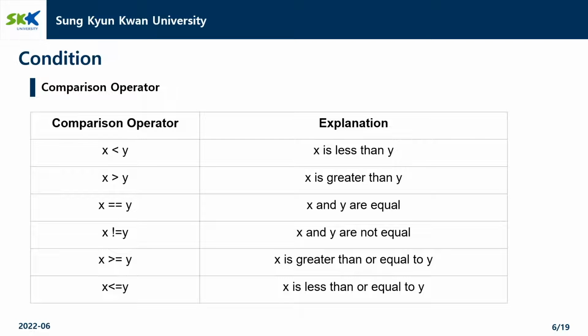Next, we will talk about the condition. Comparison operators are used to compare the relationship between two values. They are used to compare whether x and y values are the same or different, large or small. The comparison operators are shown in the following table.